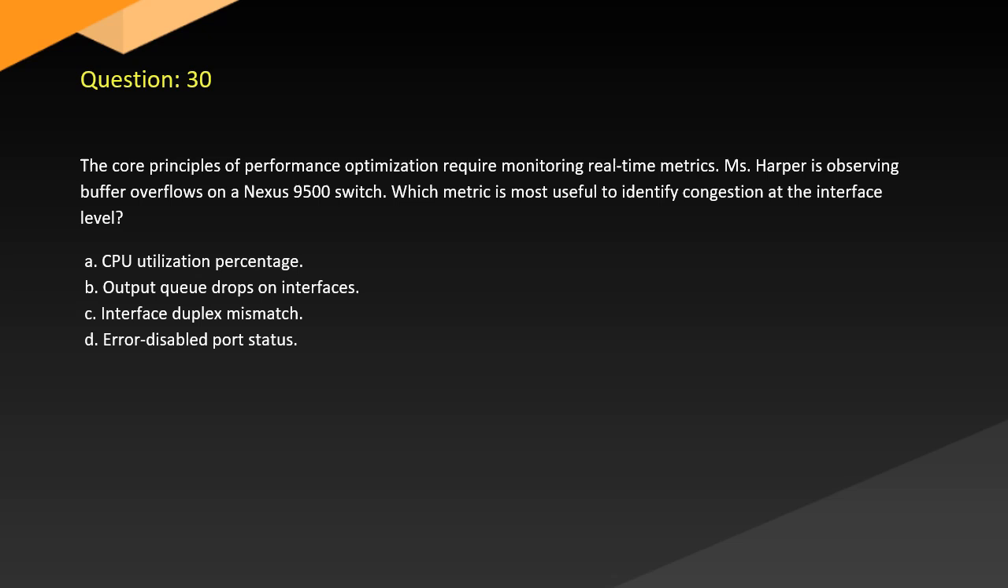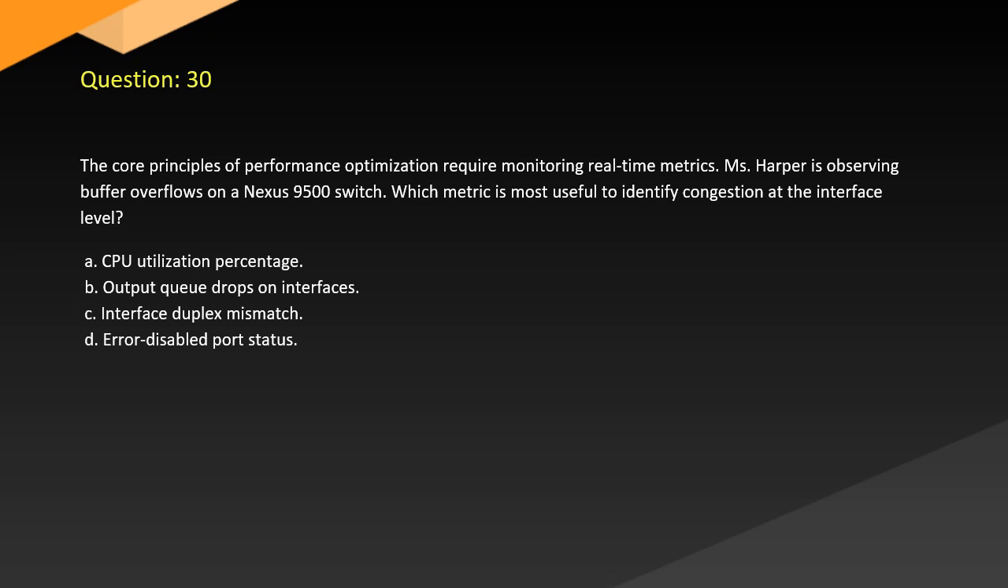Question 30. The core principles of performance optimization require monitoring real-time metrics. Harper is observing buffer overflows on a Nexus 9500 switch. Which metric is most useful to identify congestion at the interface level?